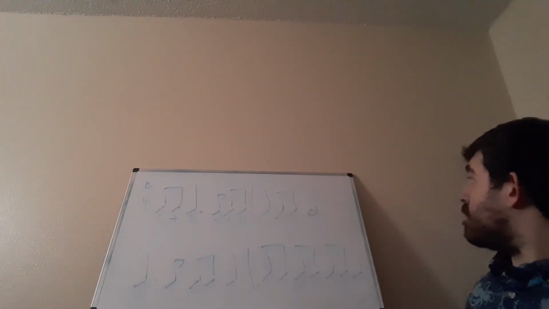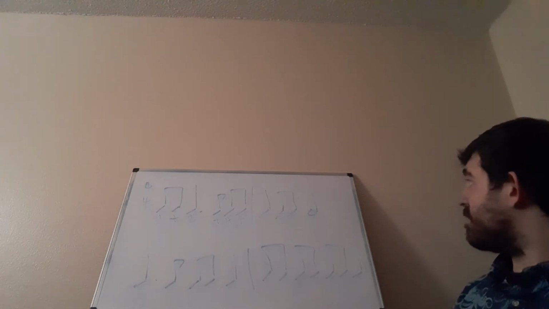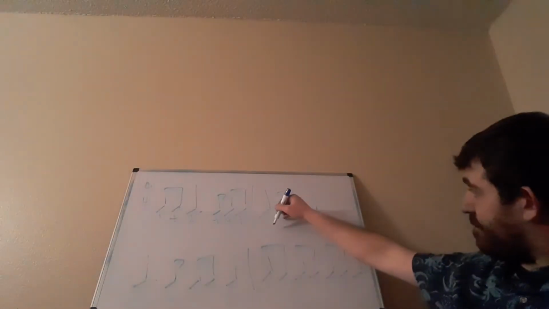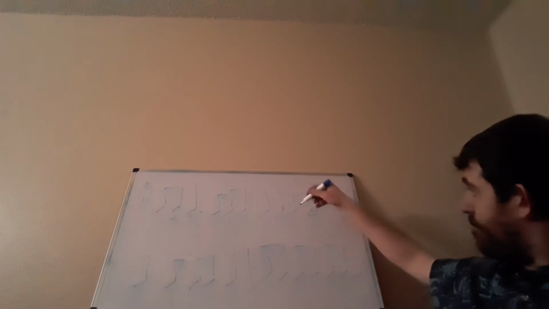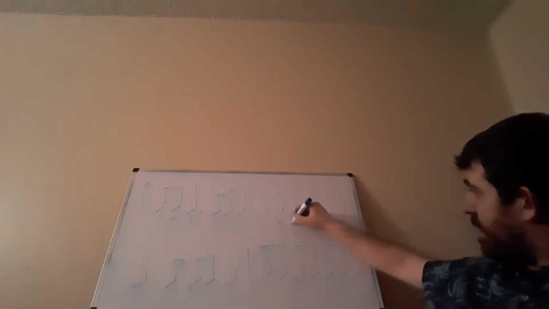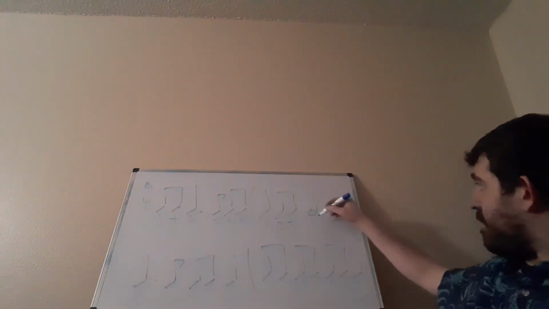Measure 2. We have a quarter note, 2 eighth notes, and a half note. So all notes at the first of the measure beat 1. Eighth notes, we count those as 2 and, and then this half note will take up beats 3 and 4.